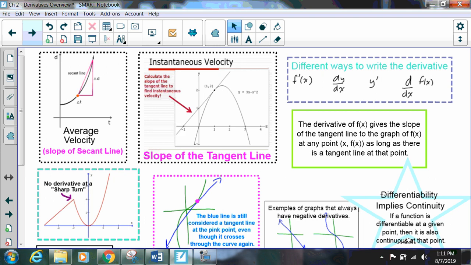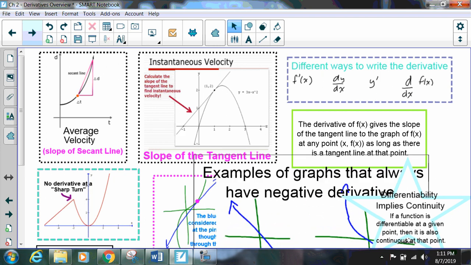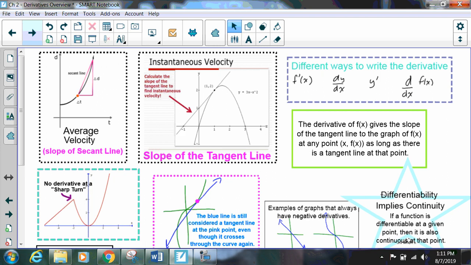Remember that when looking at a graph, there's no derivative at a sharp turn. Also, don't forget that the blue line is still considered a tangent line at the pink point, even though it does cross through the curve again. These are examples of graphs that always have negative derivatives. And this is important because it doesn't work in its converse.